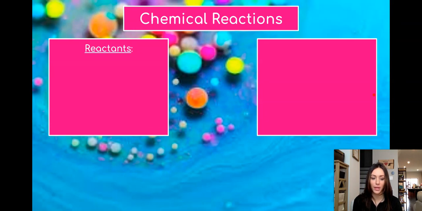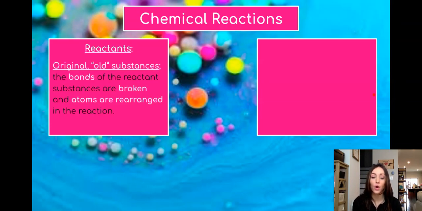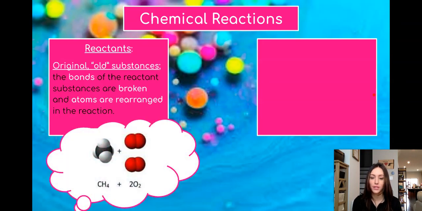In a chemical reaction, we have two types of substances. We have those original substances that we just discussed, which we call the reactants. These are those old or original substances which will have their chemical bonds broken apart and their atoms rearranged into something new.